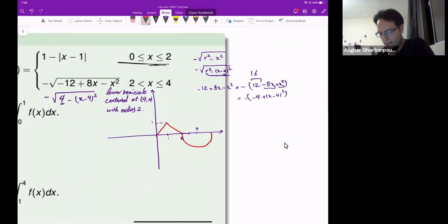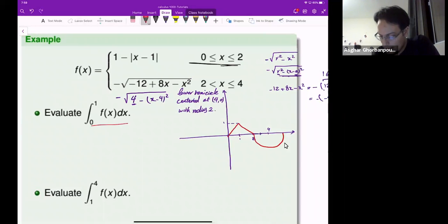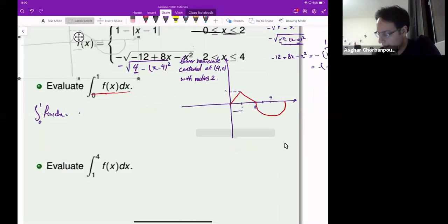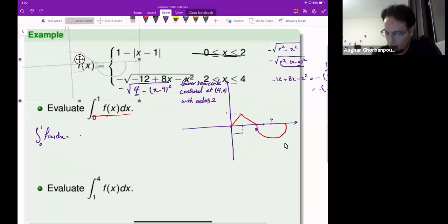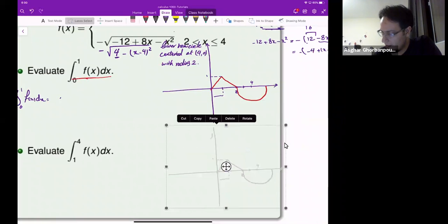Okay. Now that we have everything there, I will look at the integrals that I have to evaluate. The integral of the function from 0 to 1. Well, from 0 to 1, I only have this piece here, and if you look, that is the positive side. Since I will use this one lower down there, let me just copy and paste this so that I have access to that. Okay, I will use this one here.